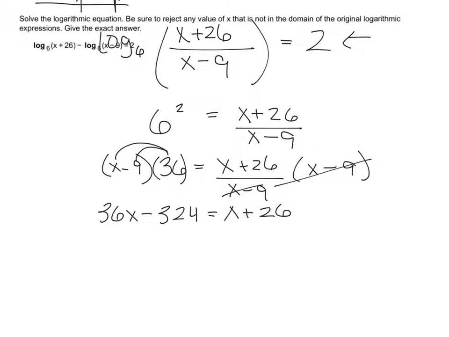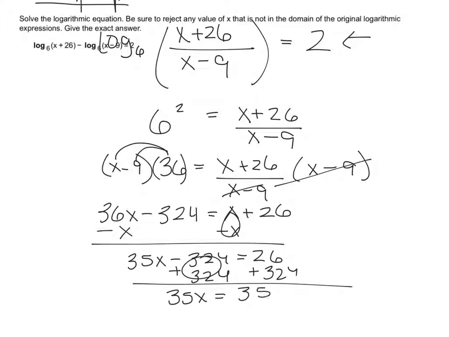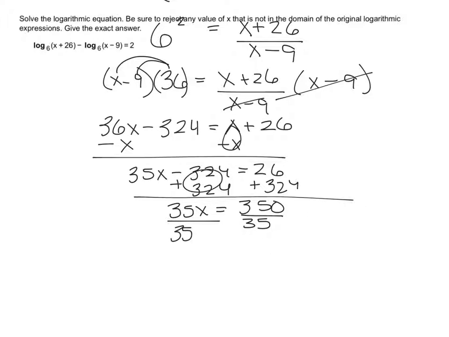Now we'll move all the numbers on the right side and all the x's on the left side. So I'll subtract x from both sides, and we get 35x minus 324 equals 26. Now we'll add 324 to both sides, and I'm left with 35x equals 350. Lastly, we'll divide by 35 on both sides, and I get x equals 10.